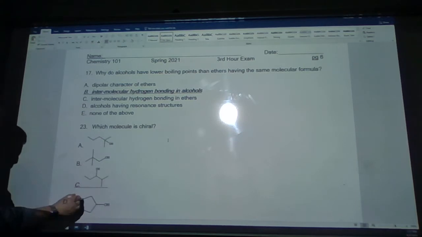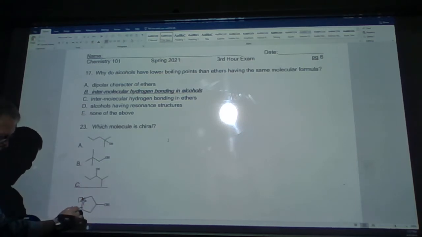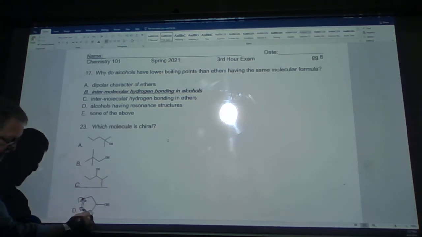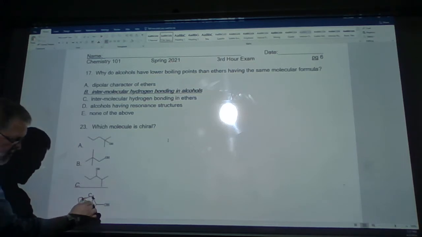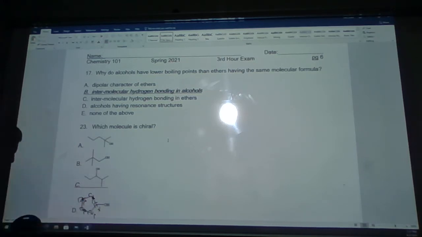In D, CH2, CH2, CH2, CH2, carbon. The four CH2 ring carbons are all identical to one another. Two hydrogens. Carbon is bonded to four things. If two of them are identical, it cannot be bonded to four different things. So 1, 2, 3, 4, those carbons are not chiral.